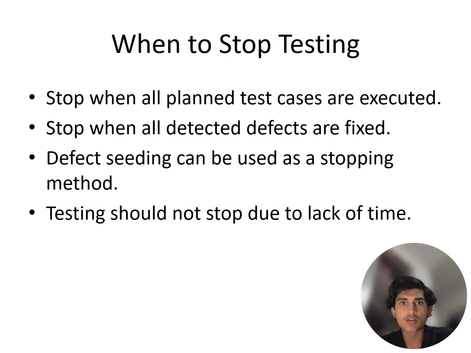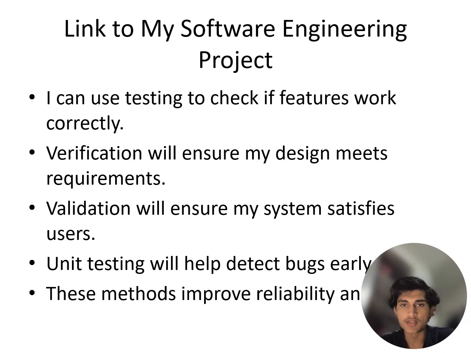When should we stop testing? When all the planned or scheduled tests are executed, or all the defects in the system are detected and fixed. Defect seeding can be used as a stopping method. In defect seeding, as a developer, you introduce defects into the system, then you find the bugs and solve them. When everything gets solved, it's done.